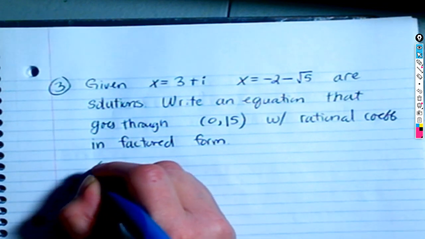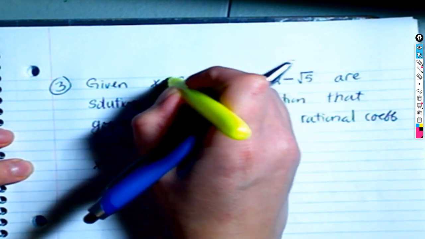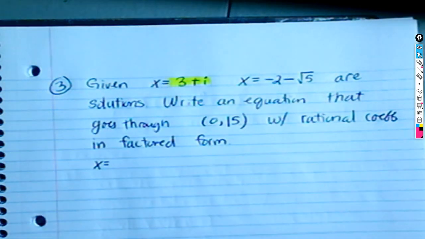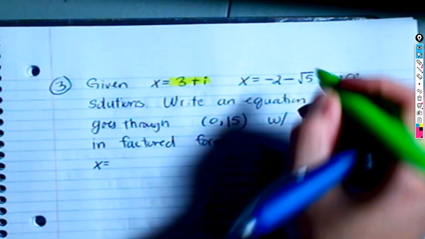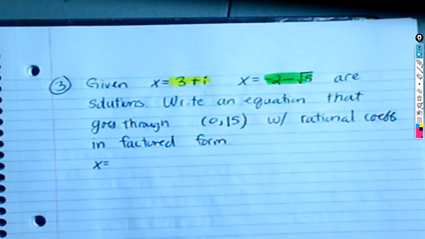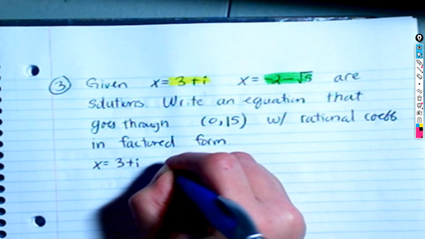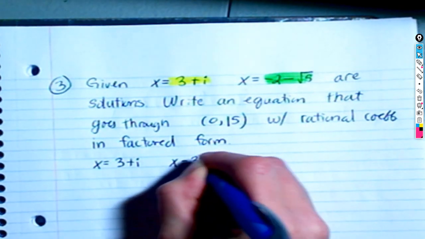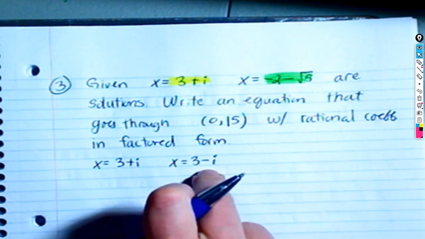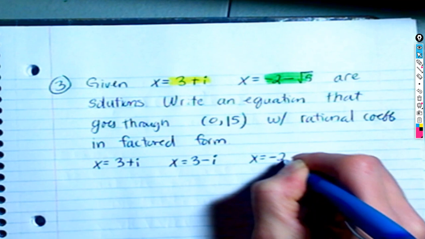Notice how I'm telling you how much to multiply. All right, I'm going to start by identifying my roots that have conjugates. And so both of them are going to have conjugates. And I want to write them both right here.